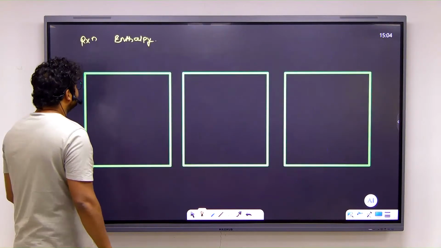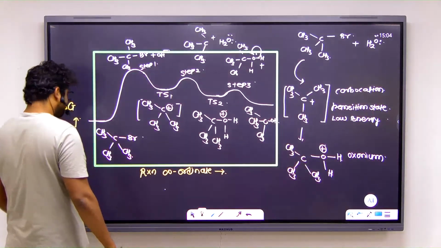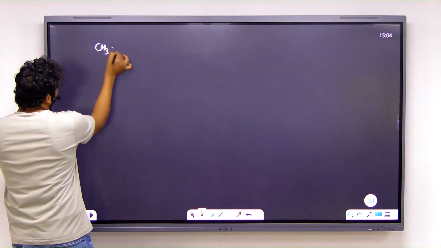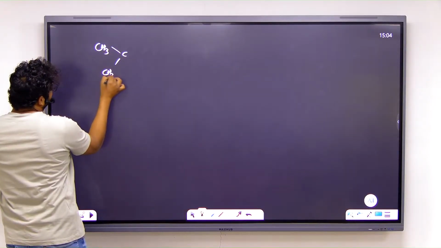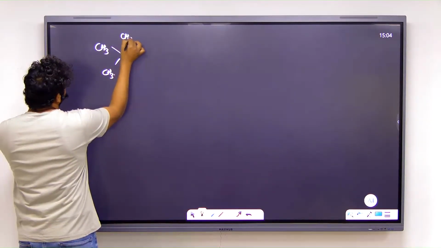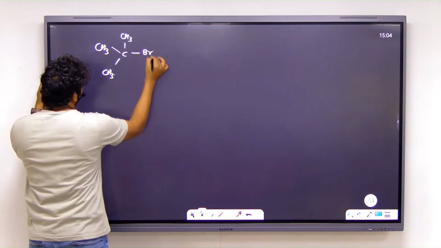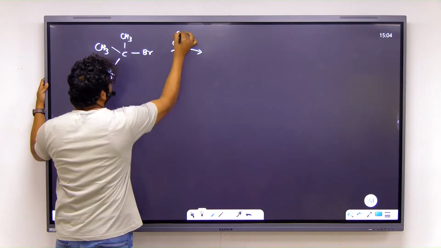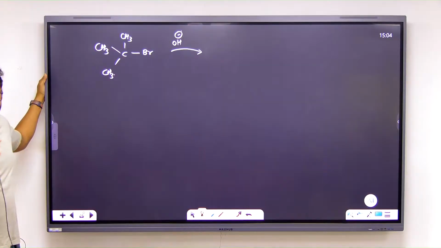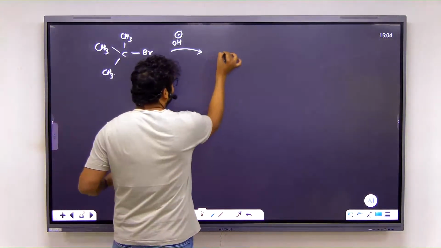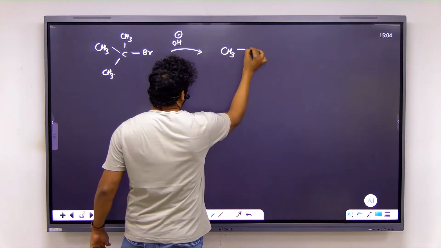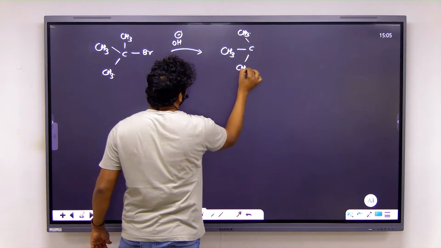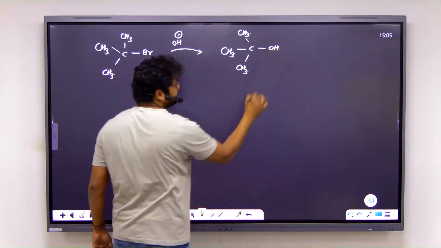If suppose you have this tertiary group bromide, it is working with the OH only, or KOH or NaOH, and it forms the product. Likewise inversion or retention, we are just now talking about the graph.